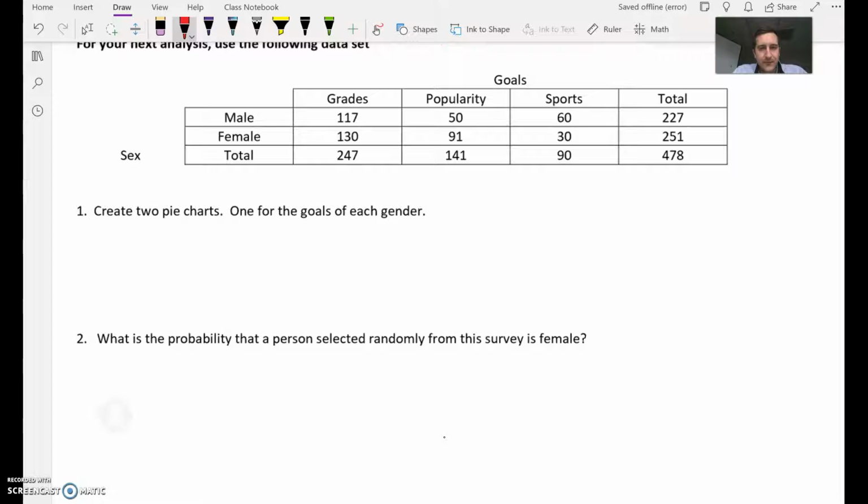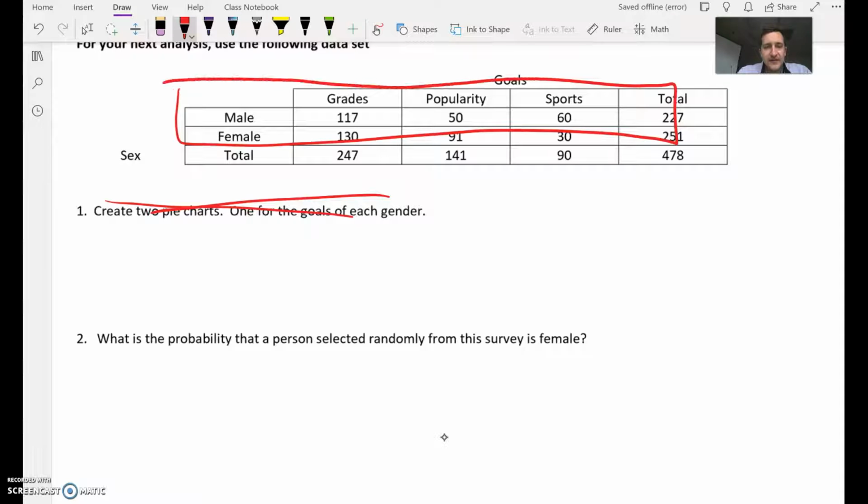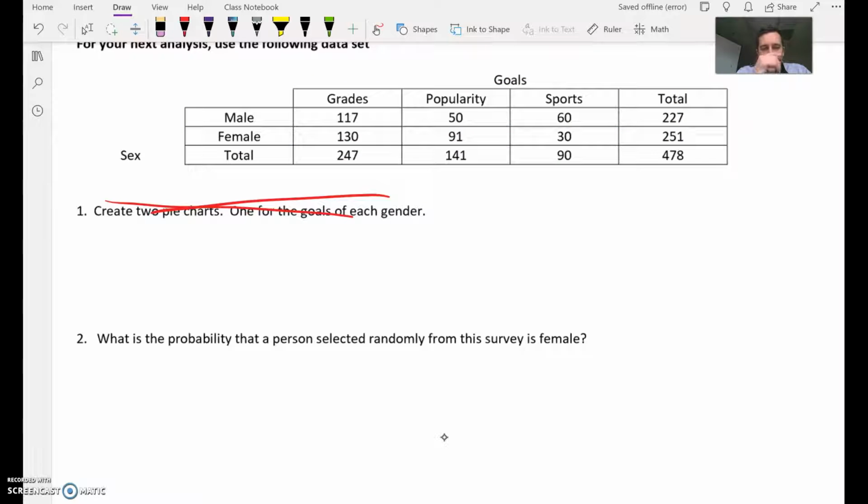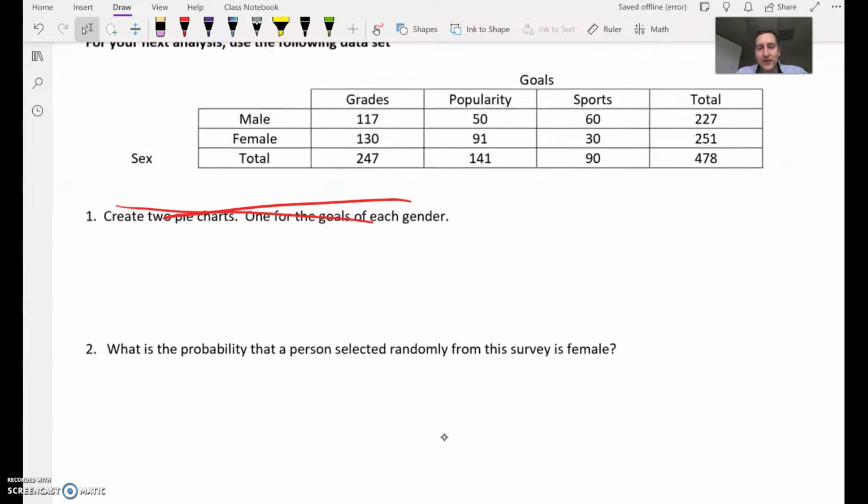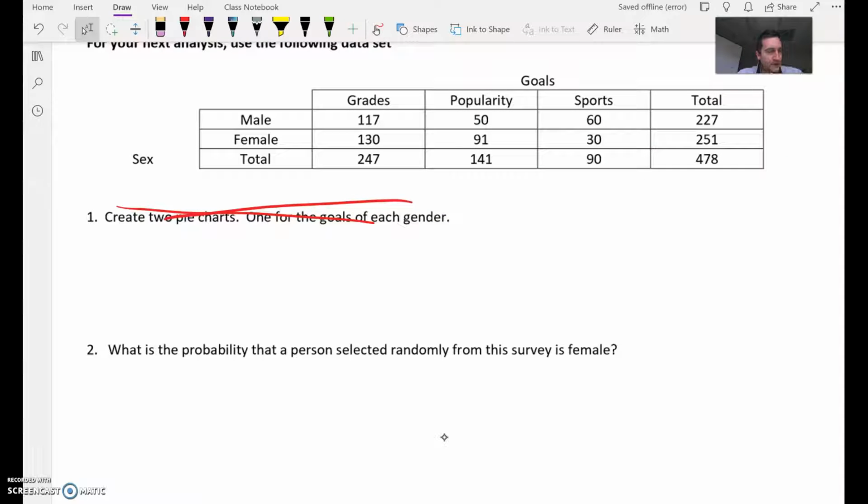All right, next problem. We got to do one where you're given a chart like this. Create 2 pie charts. Nah, we know how to do that on Excel, right? Pie charts, click, highlight, go up top, click pie chart, copy, paste, do one for grades, one for popularity, one for sports, broken down by gender. Shout out to Excel and R. We're coming back for you soon.